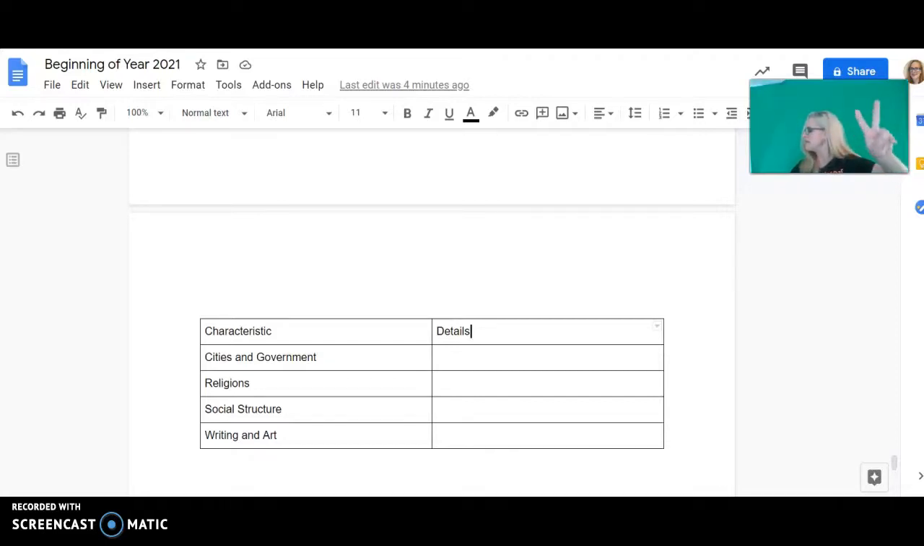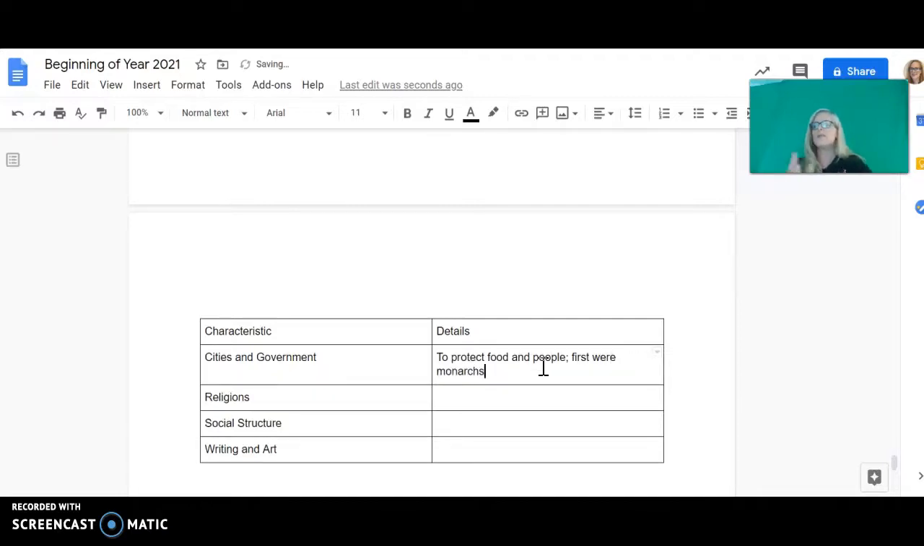And so they were protecting two things, and that would be exactly what I would write, because I can only write a couple things. I might include also that the first were monarchs. So I would say to protect food and people, and the first were monarchs, because that would probably be the most important details of cities and governments. I hope that helps.